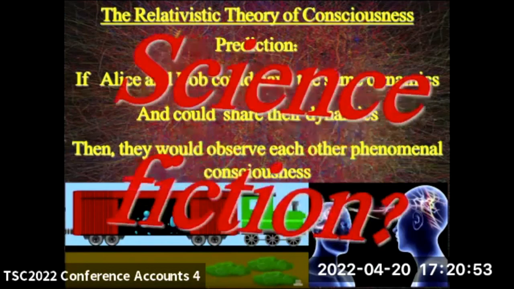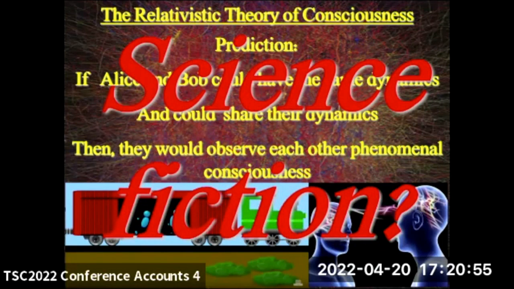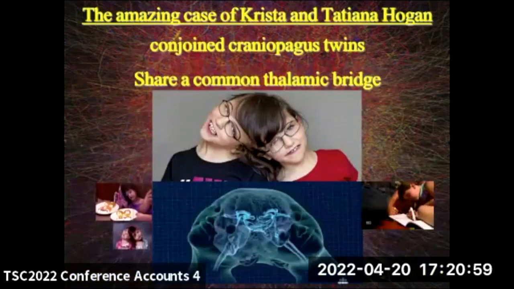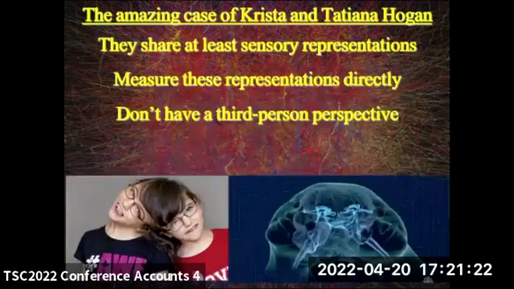Now, it sounds like science fiction, but actually there is something similar to that in reality. Those are Krista and Tatiana Hogan. They are twins that live in Canada, and they share their brain, they share their thalamic bridge. So some representations, they share them, and then they don't measure those representations just from a third person point of view, but they actually share them as what they are, what their role is.